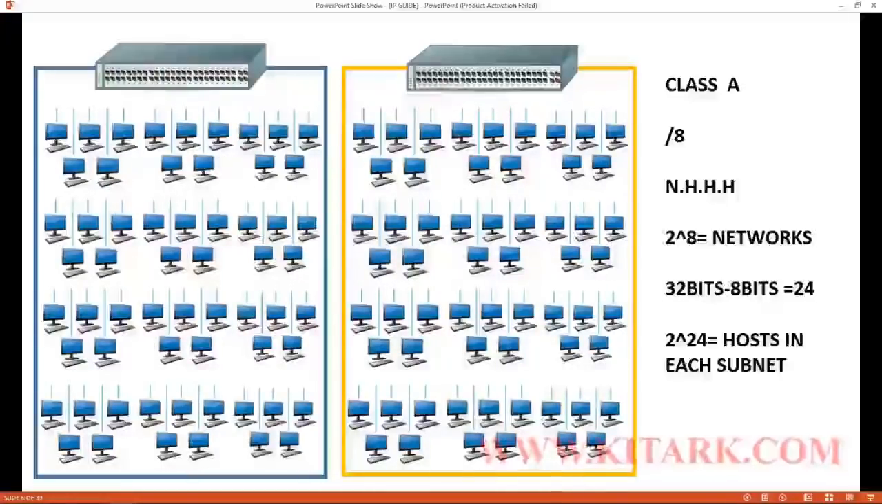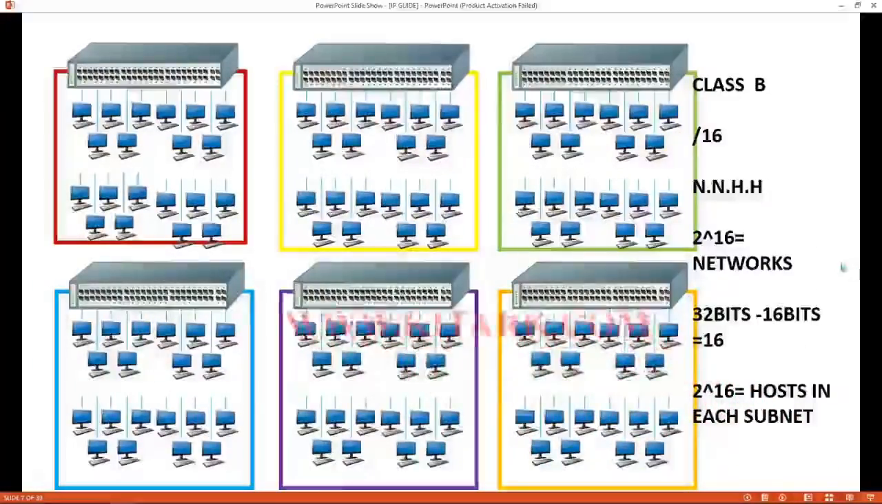Then we can move to class B, which means /16. Again, the first two octets represent the N and the remaining we write with H. Then 2 to the power 16 represents the networks, so 2 to the power 16 networks you can have. To find the host bits, you deduct it from 32, so 32 minus 16 equals 16. So you can get 16 bits of hosts on each subnet.